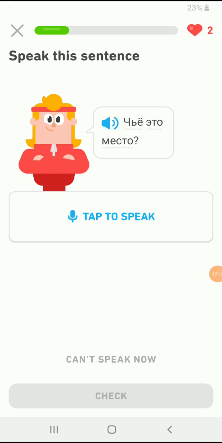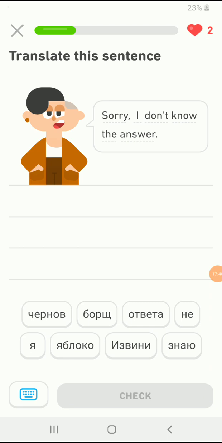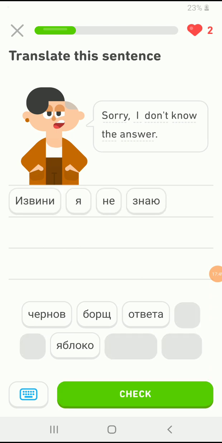We have seen че, we have seen ча, and now we see чьё, because there are three genders in the Russian language: the masculine, the feminine, and the neuter. Here it's a neuter one. So место, place or seat. So whose place is it? Sorry, I don't know the answer. Извини. Я не знаю ответа.